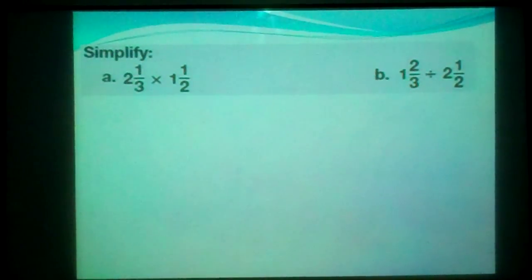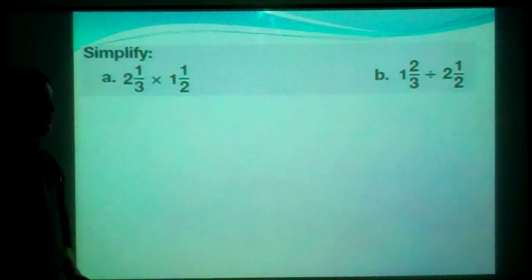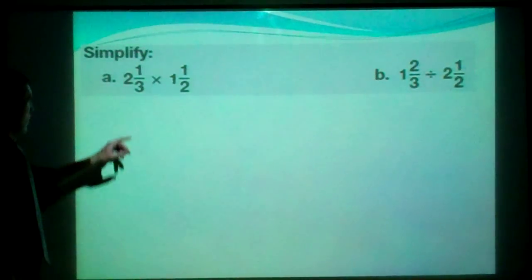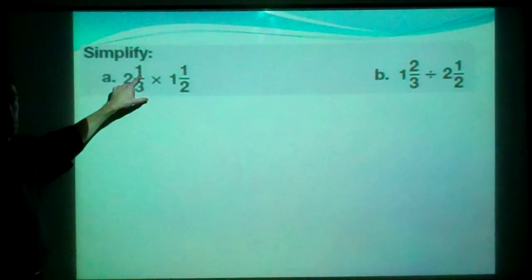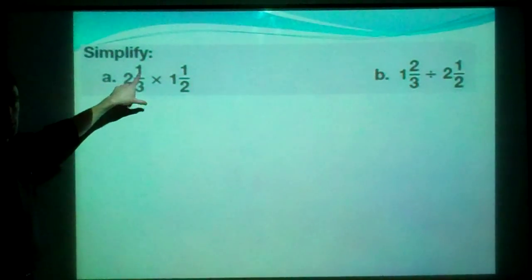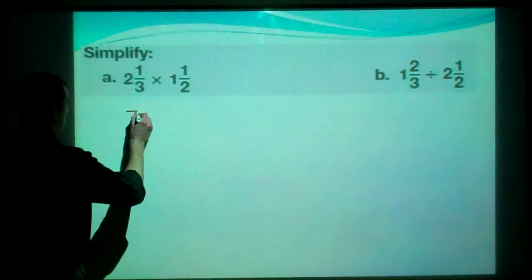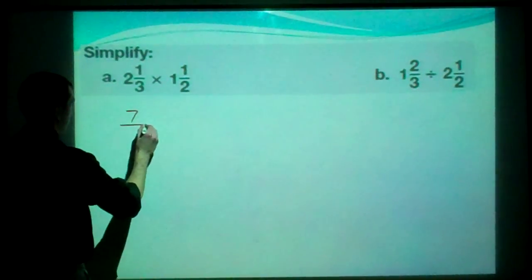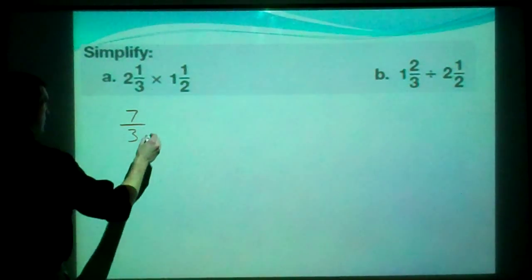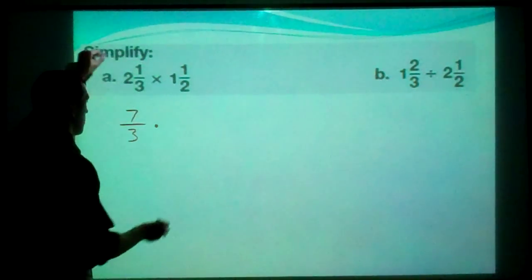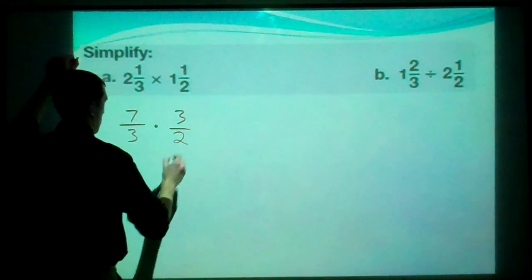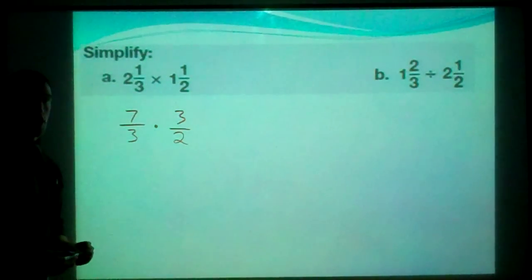So let's first of all look at these two examples here. So remember, our first step said that we're going to turn everything improper. Remember, to turn something improper, we go denominator times our larger number, 3 times 2, then we add the numerator. So 3 times 2 is 6, plus 1 is 7, and we keep the same denominator. Okay? Times 2 times 1 is 2, plus 1 is 3, over 2.